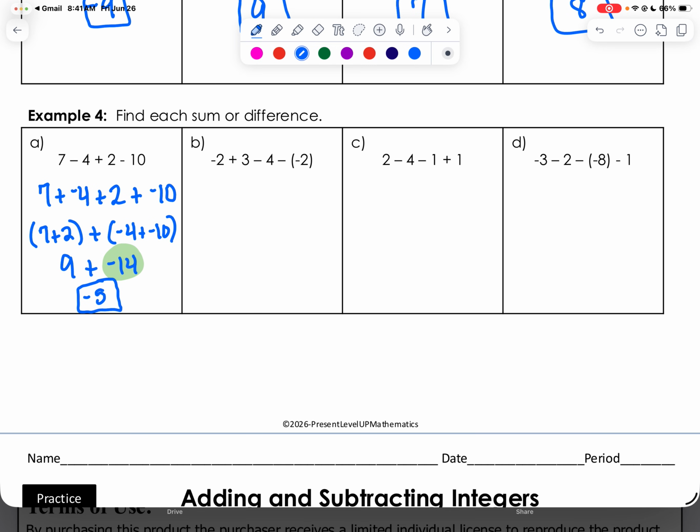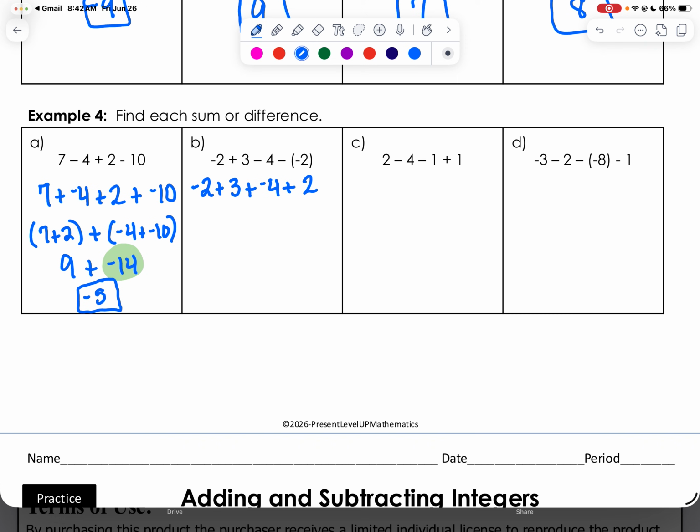All right, problem B. Negative 2 plus 3 minus 4 minus negative 2. So step 1 is rewrite the entire problem with addition. So negative 2 plus 3. Don't need to do anything there. Then minus 4 would become plus negative 4. And minus negative 2 would become plus positive 2.